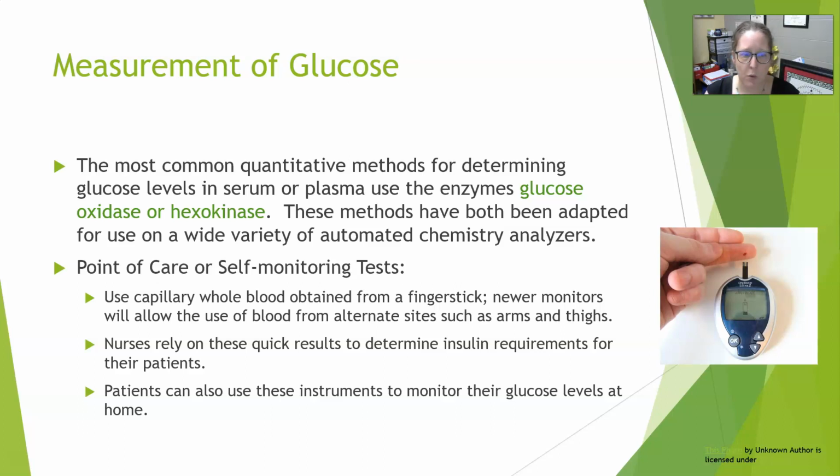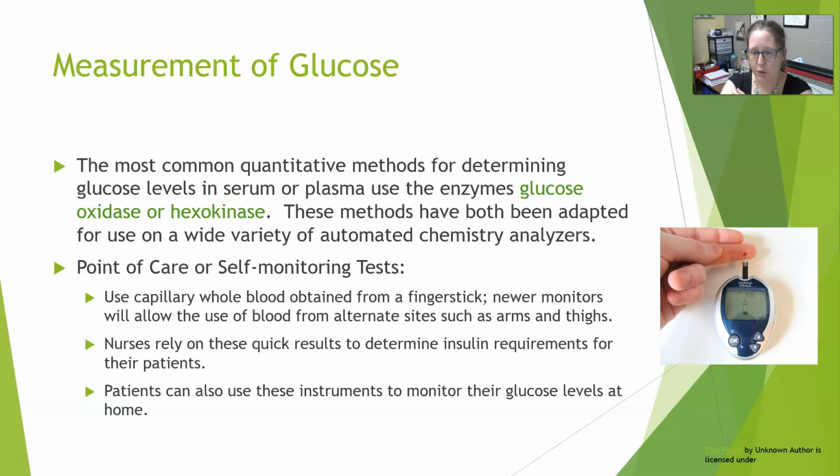Of course, you can also do point of care or self-monitoring tests. These are often referred to as an AccuCheck, which is a brand, or finger stick glucose, and they use capillary whole blood obtained from a finger stick. The newer monitors can use blood from alternate sites such as arms and thighs, and even the newest technology can use an implantable device that's usually located on an arm.